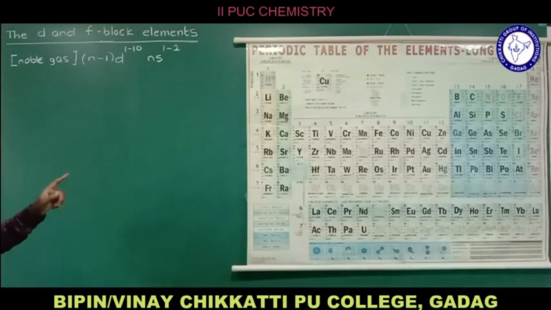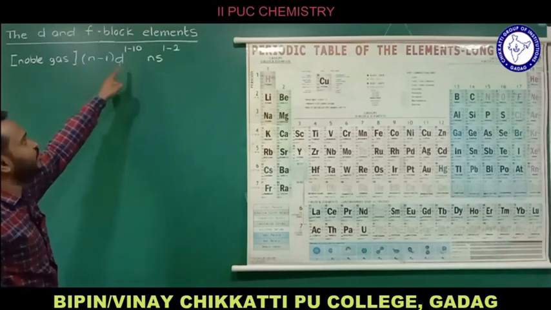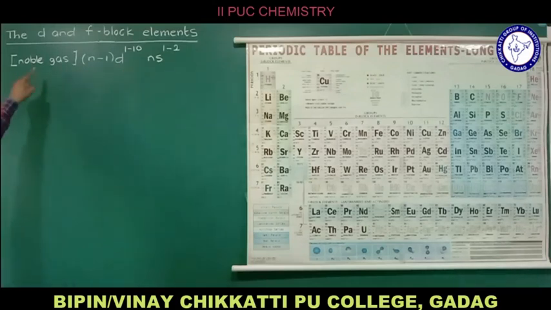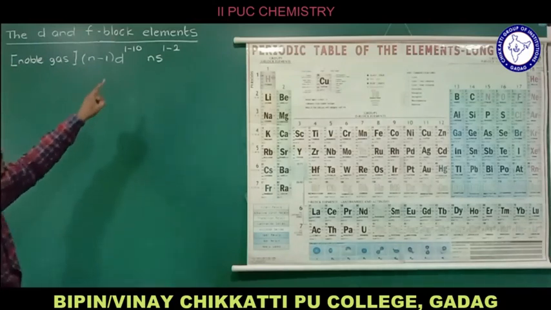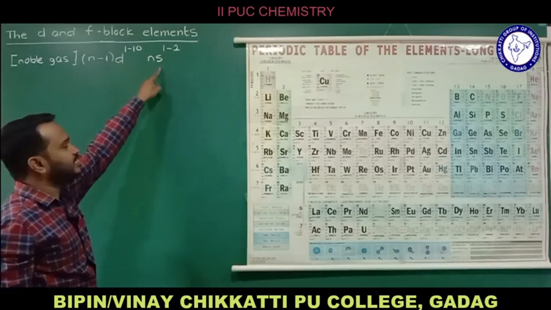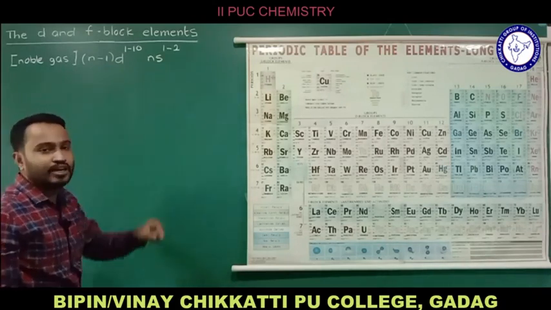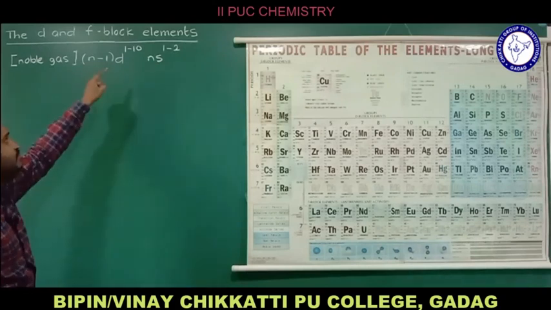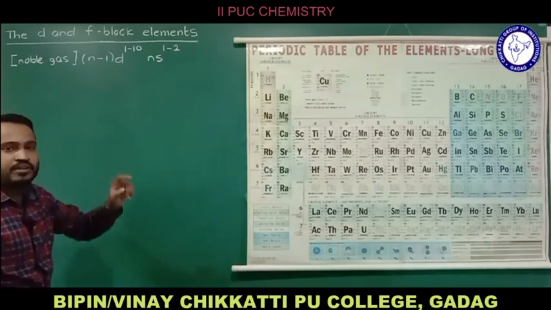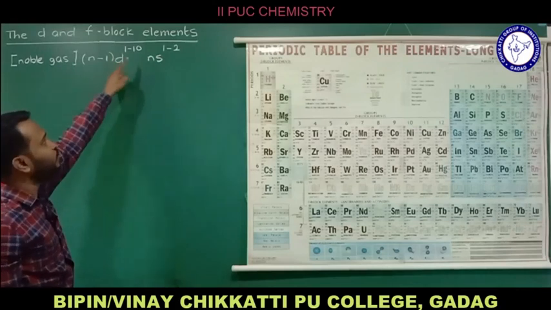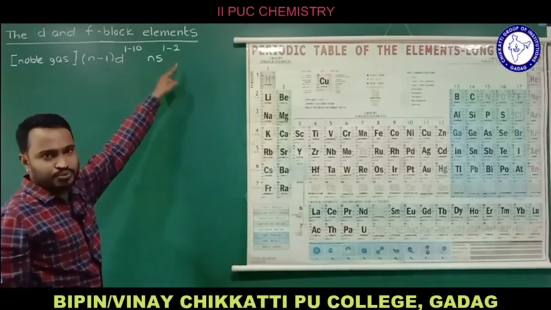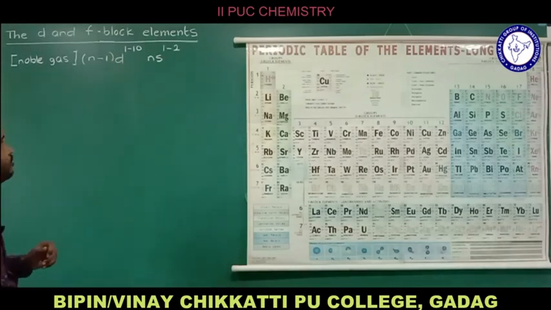If we need to write the valence shell electronic configuration of transition elements, we write only (n-1)d 1 to 10 and ns 1 to 2. We need to skip the noble gas, the nearest noble gas we consider. We know that the maximum number of electrons that can be filled in an s atomic orbital is 2, whereas in a d atomic orbital it is 10. Therefore 1 to 10 and 1 to 2, so it ranges the number of electrons being filled here.